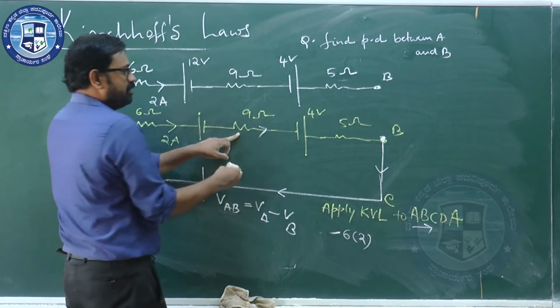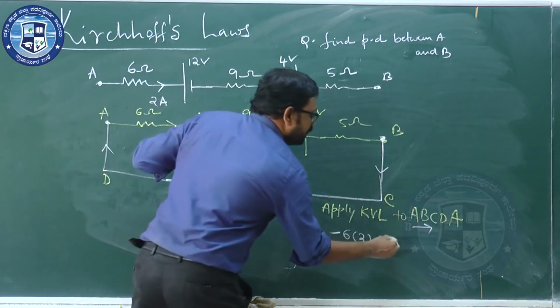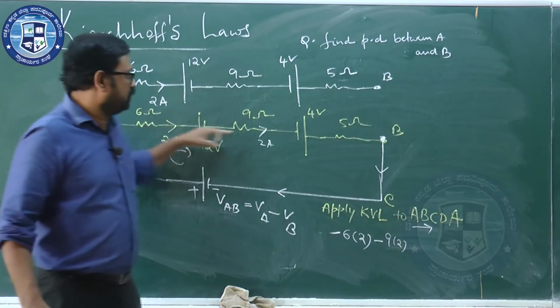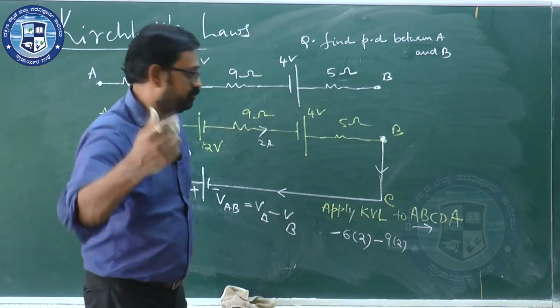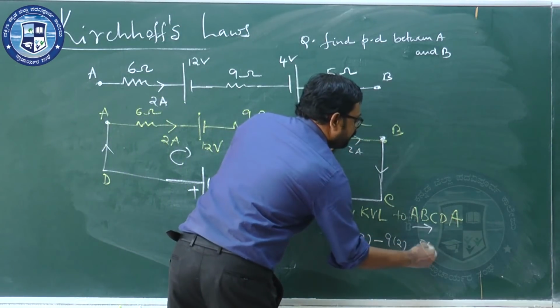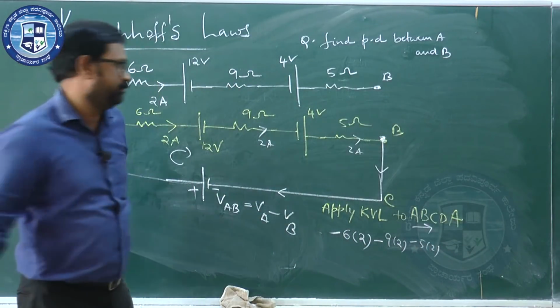Here also, current is in the same direction, 2 ampere, right? What is the product of current and the resistance? 9 into 2. Product is positive or negative? Again minus, because direction of a current and direction of traverse are same. Then what is the current here? 2 ampere. What is the product of current and resistance? 5 into 2. Plus or minus? Minus, because direction of a current and direction of traverse are same.